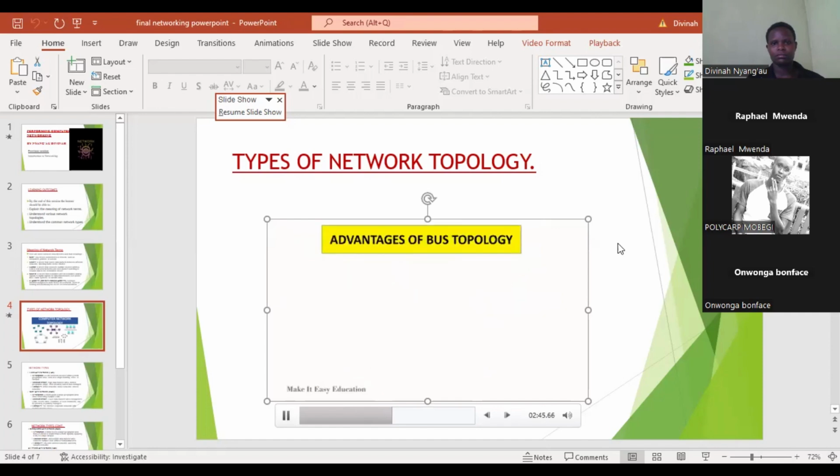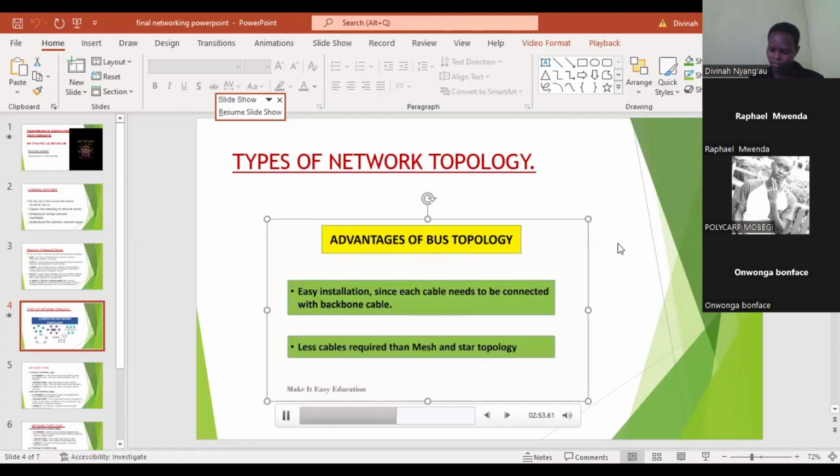Advantages of bus topology. Easy installation, since each cable needs to be connected with backbone cable. Less cables required than mesh and star topology.